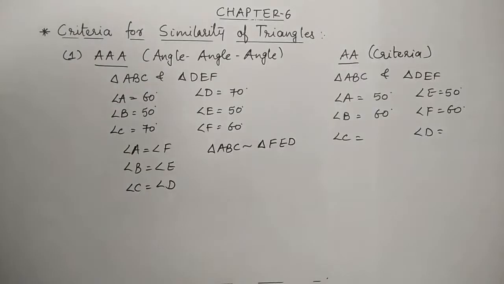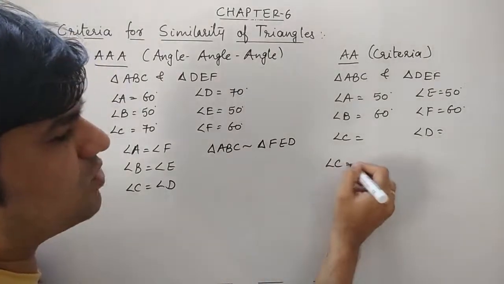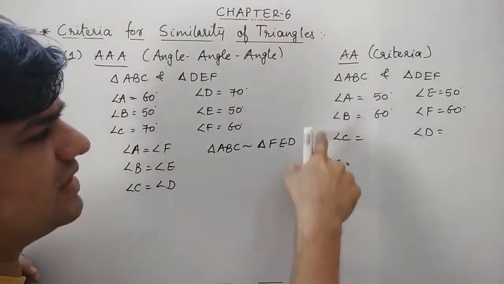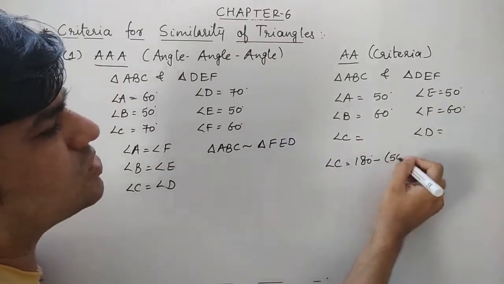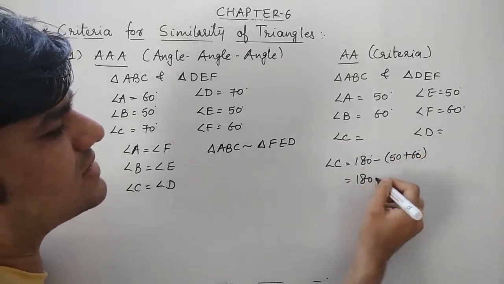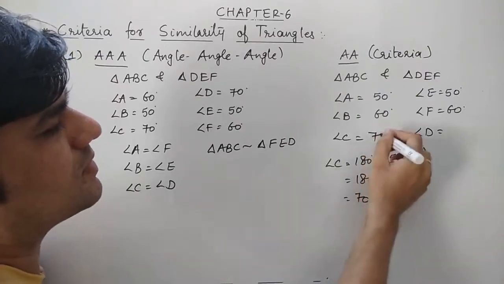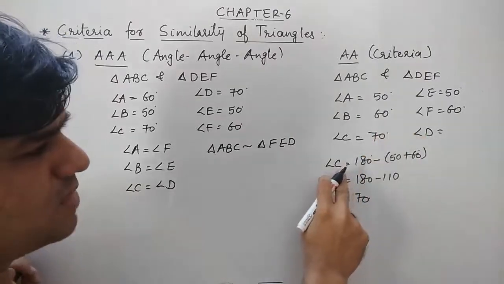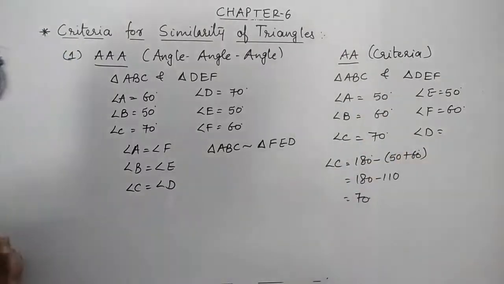How will the third angle be congruent? By using angle sum property. So if I want to find the third angle of this triangle, I can find it by using angle sum property. You can see that the third angle is obtained as 180 minus 110, so it is 70. I have used angle sum property: 180 minus the sum of these two, I got the third one.